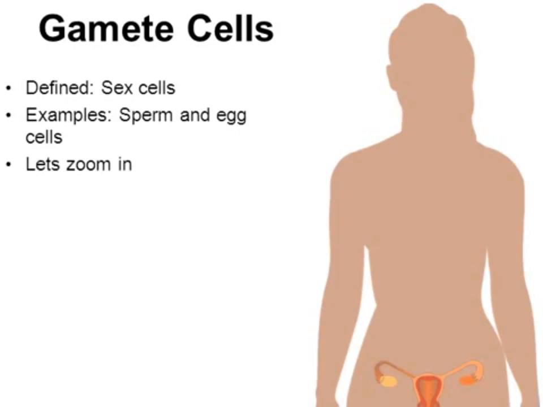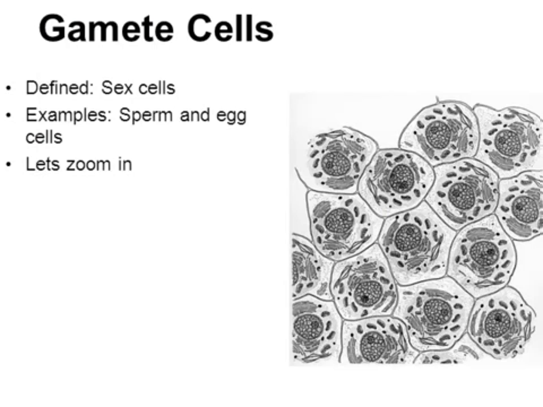But let's zoom on in. We're going to zoom in on this example to female gametes. But men also have gametes. Our sperm cells are housed inside of our testes. Let's zoom into a female ovary right now. When we zoom into a female ovary, we see a bunch of egg cells inside the ovaries. Well, let's zoom into one single egg cell.